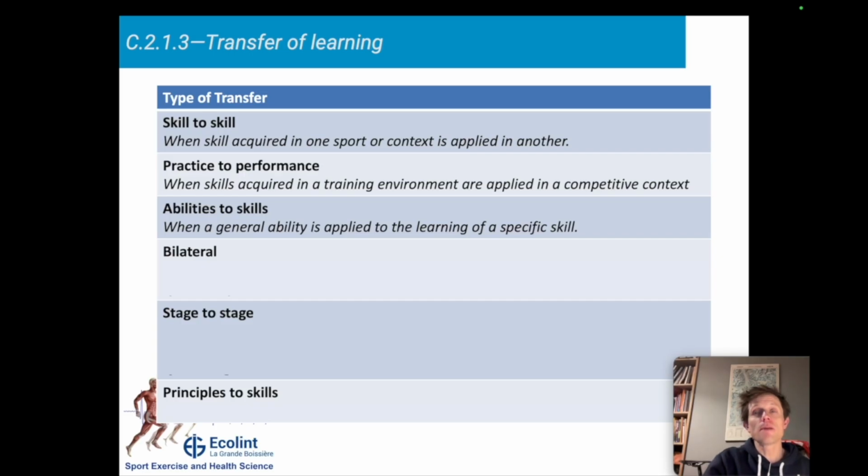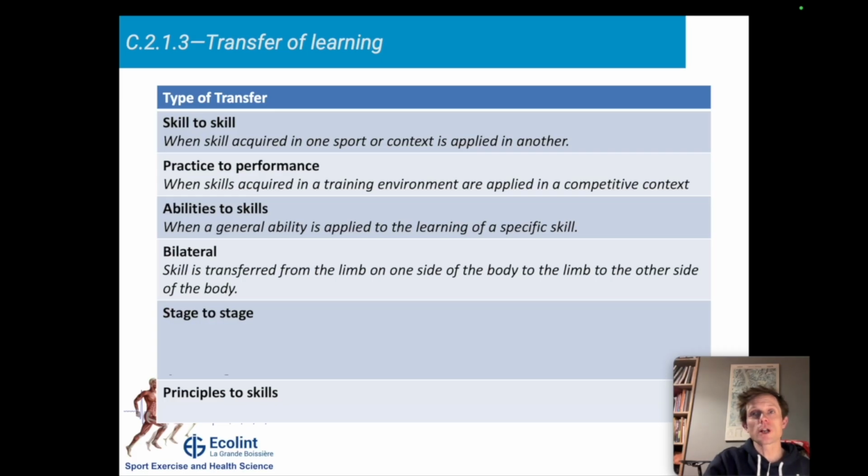Next, we can consider a bilateral transfer of learning. And this is where we are going to transfer the learning of a skill from one side of the body to the other side of the body. So as a footballer, it's useful to be able to pass the ball with both feet. So once we've acquired the skill of passing with one foot, it's good to be able to immediately transfer that learning to the other side to make sure that we can equally practice on our weak or less dominant side.